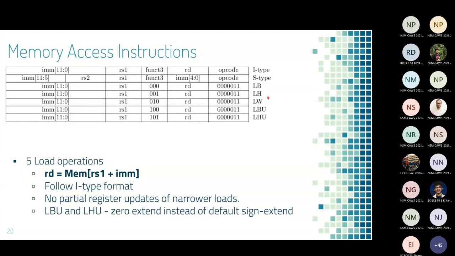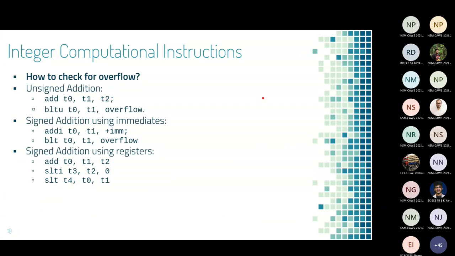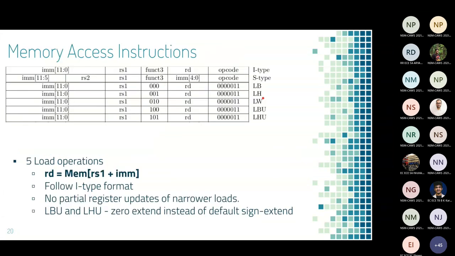The same goes for LH, but here H stands for half word. So the size of memory operation is going to be 16 bits. LW, which is load word, is going to be 32 bits. Now you're going to have LBU, which means load byte unsigned. You don't sign extend the 8th bit. You just fill the upper 24 bits as zeros, and then you write it into RD. The same goes for LHU.